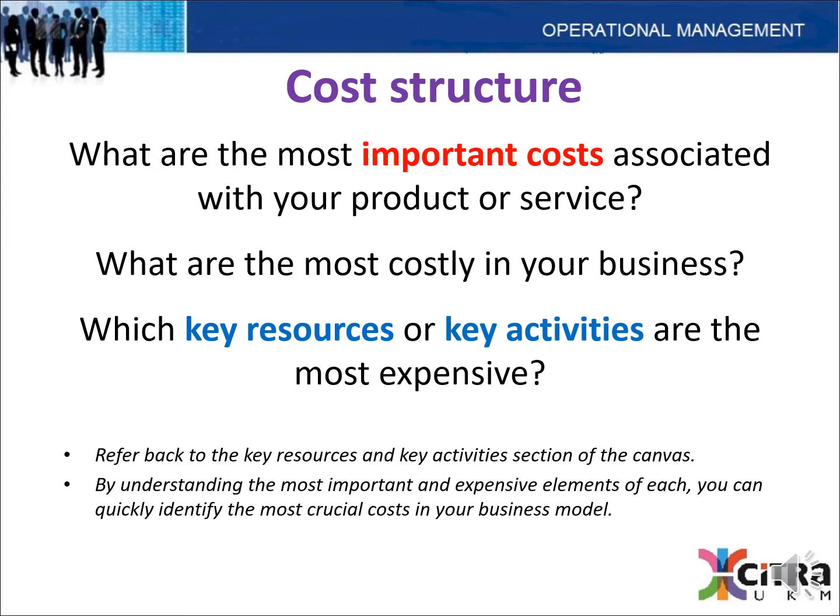The third question is which key resources or key activities are the most expensive. I believe all of you have discussed this in your BMC previously. You might refer back to the key resources and key activities sections of the canvas, and from there you know what is the most expensive. Then you can understand the most important and expensive elements of each, so that you can quickly identify the most crucial cost in your business model.